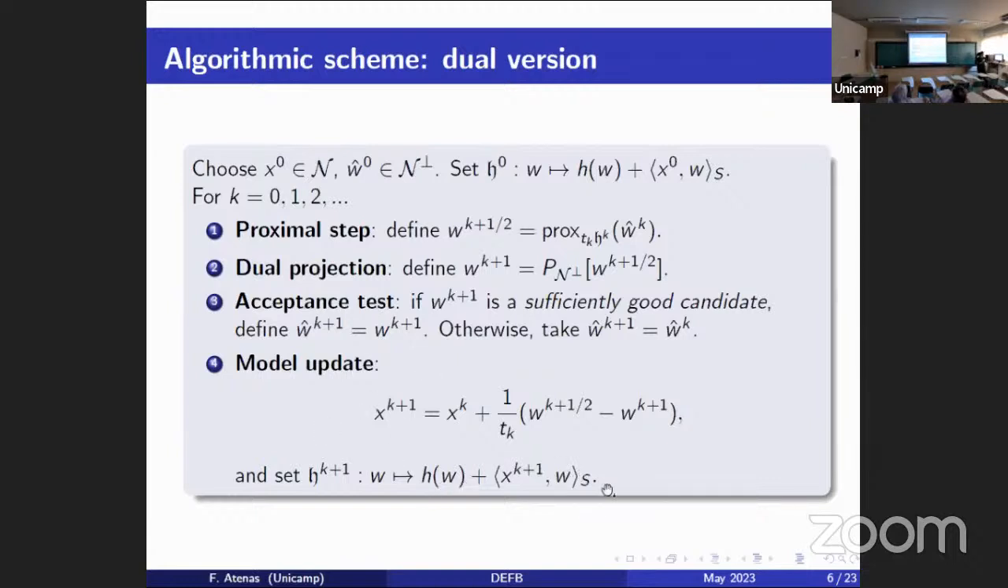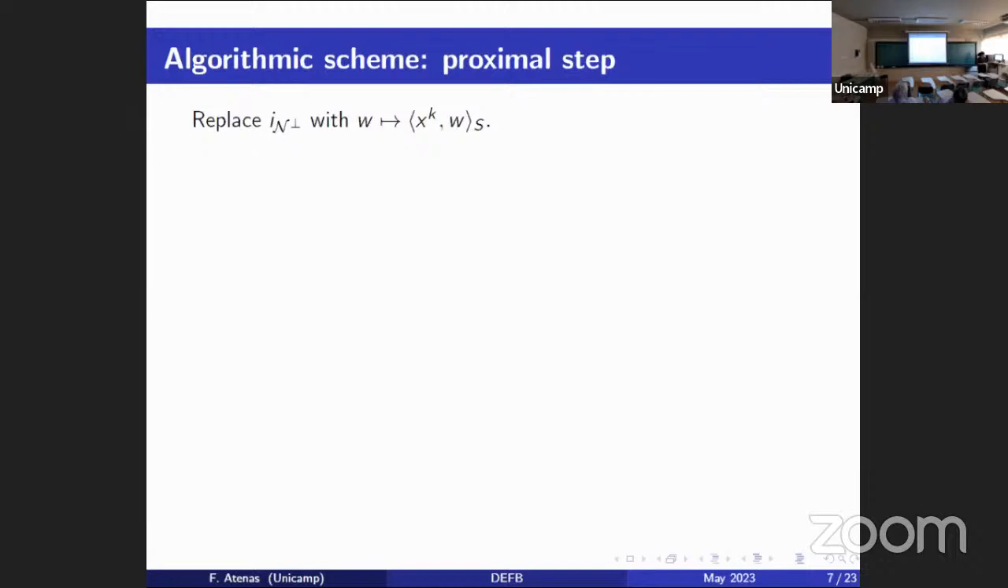So basically we have here the splitting, because we have a proximal step for h, then the dual projection, the other part of the splitting, and then we add an acceptance test to assess the quality of the candidate, and then update the model. And we always update the model, regardless of whether we pass the test or not. So now I will explain in detail every single step.